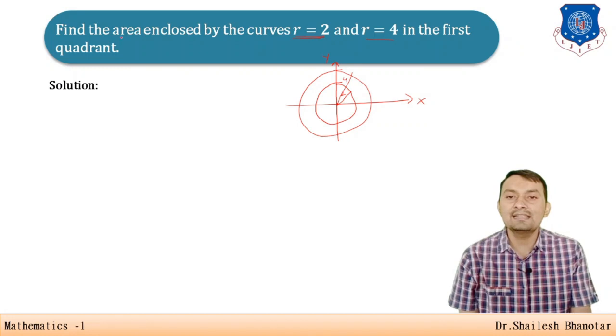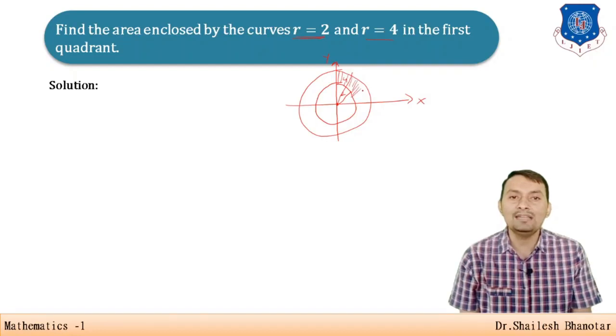It is said to find the area enclosed by these two curves, bounded in the first quadrant, which means we are interested in this region only. To get the circle, I have to rotate through an angle. This is θ = 0, the initial line, and this is θ = π/2, the other 90 degree angle.